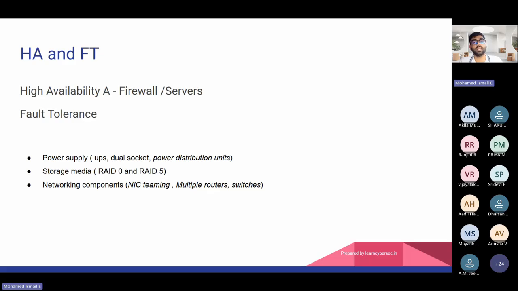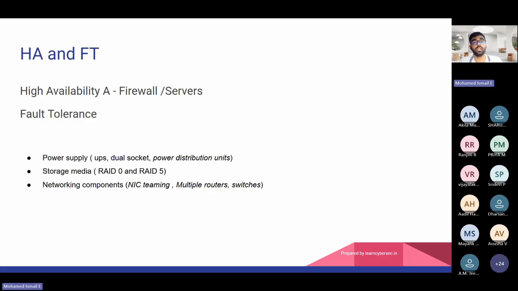So the moment they take backup, the backup is stored in disk 1, disk 2, some parity information would be there, and disk 3, some other information would be there. That is how RAID 5 would work. For RAID 5 to work, you need a minimum of 3 disks. Otherwise, you cannot do RAID 5.